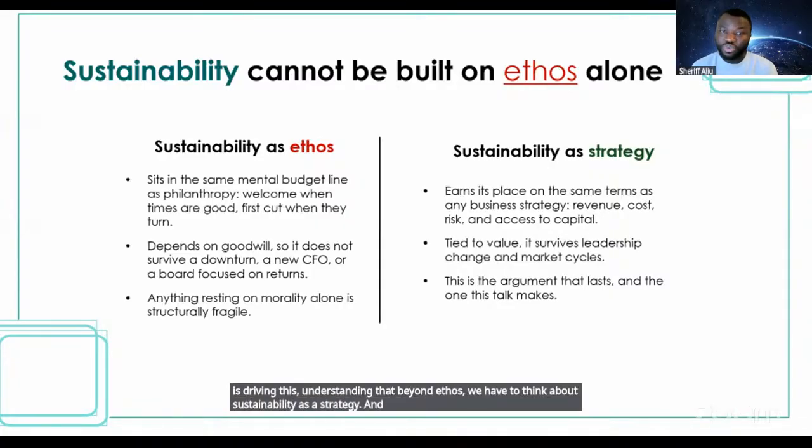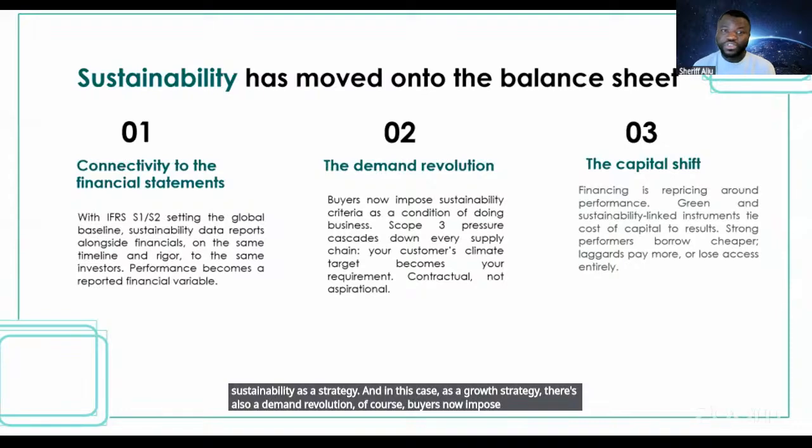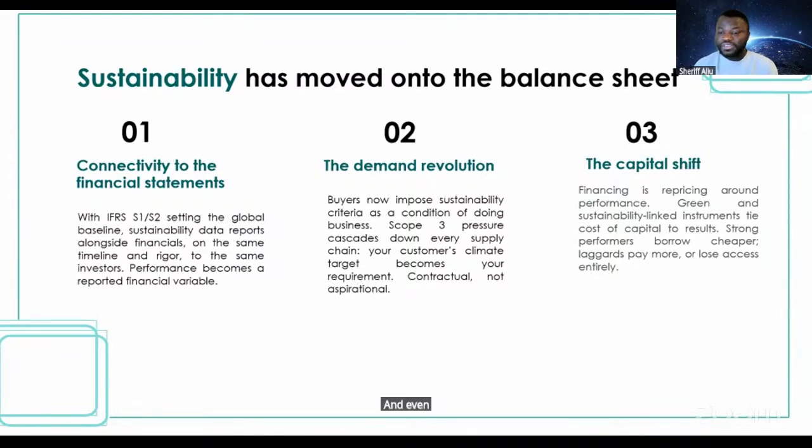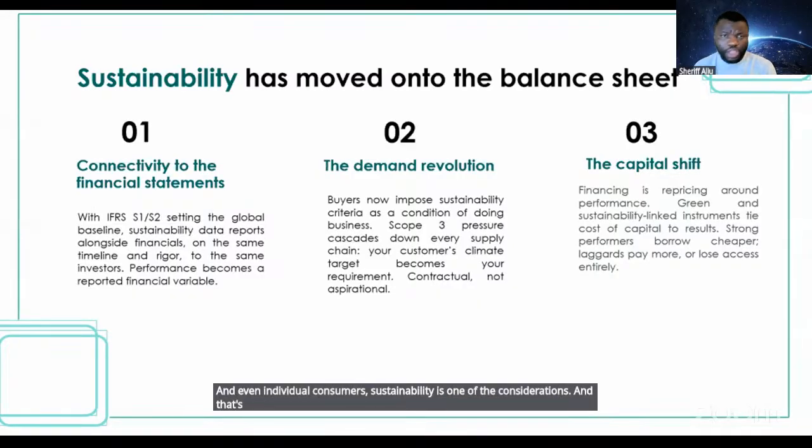And in this case, as a growth strategy. There's also a demand revolution. Of course, buyers now impose sustainability criteria as a condition of doing business. And even for individual consumers, sustainability is one of the considerations. And that's a little bit complicated, right?